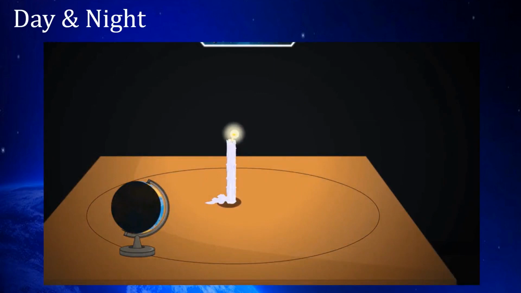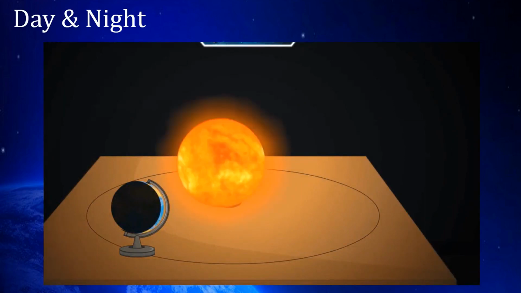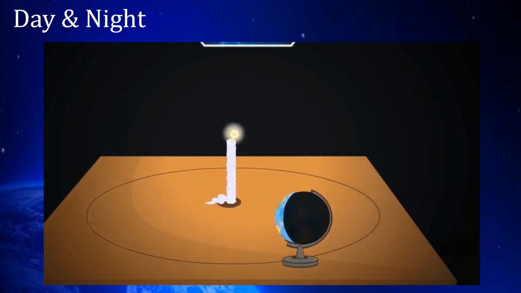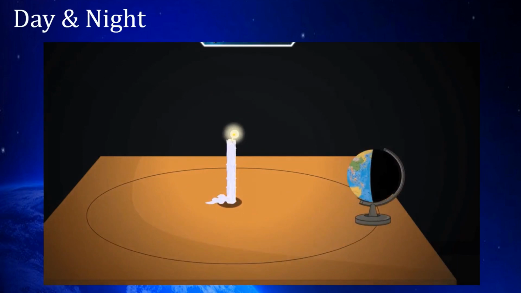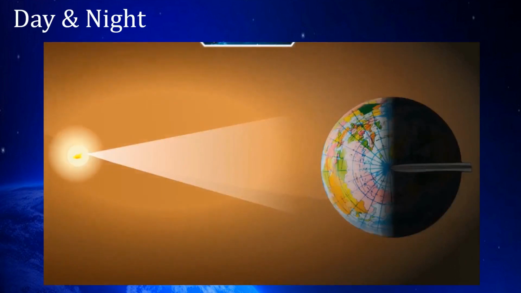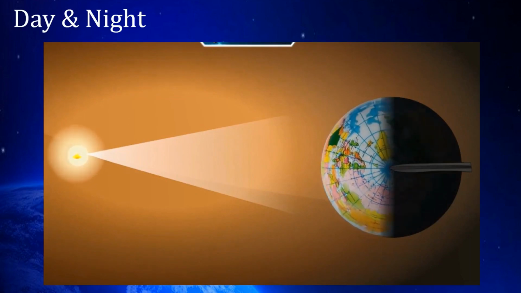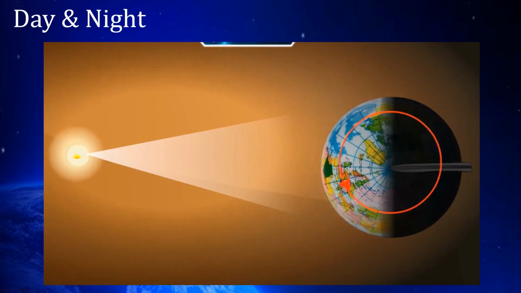Suppose that the candle is the sun. Let us assume that the earth is revolving around the sun. While revolving, the earth takes the position where half of the earth gets sunlight from the candle, that is the sun, and the remaining or opposite side gets darker. Now looking at the globe from the direction of the North Pole, turn it anti-clockwise. This is how the earth rotates, from west to east.